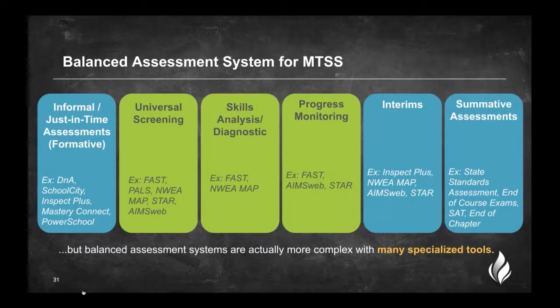So when we think about our balanced assessment in terms of MTSS, we have a few other pieces that we're going to be throwing in here, which I referenced in that screen previously. So we have our informal just in time, then we typically move into universal screenings, looking at that data, and then we can move into, for some kids, giving those skills analysis and diagnostic measures, making sure that we're doing some progress monitoring. And then also we'll likely be giving some interims.